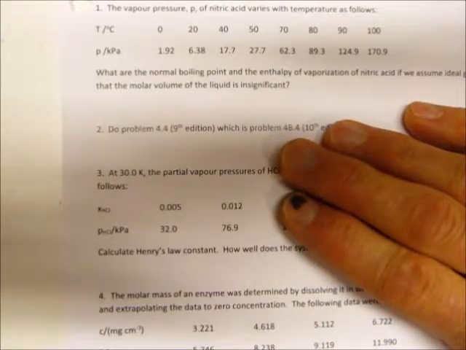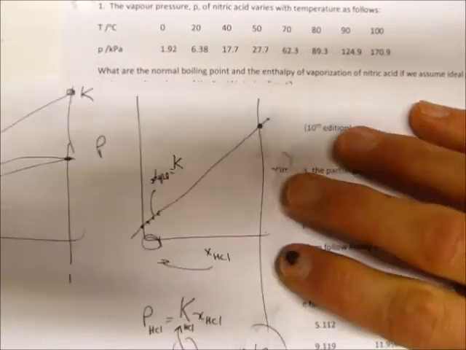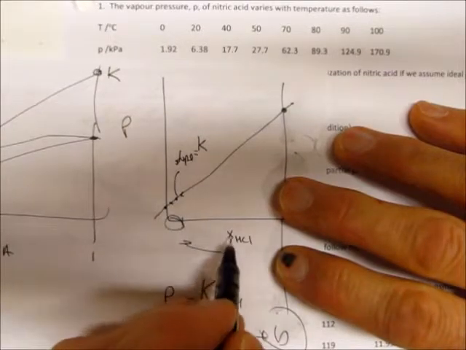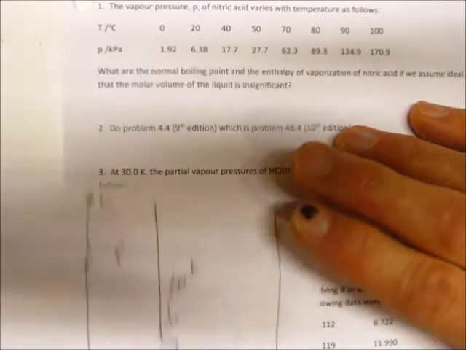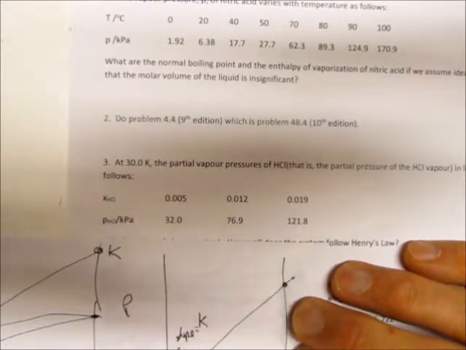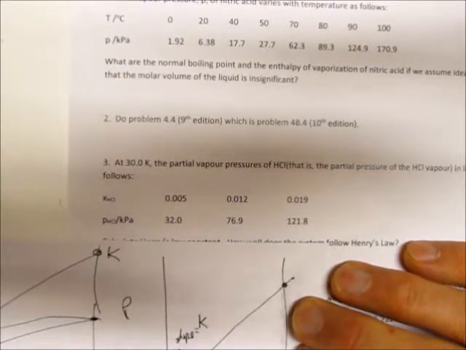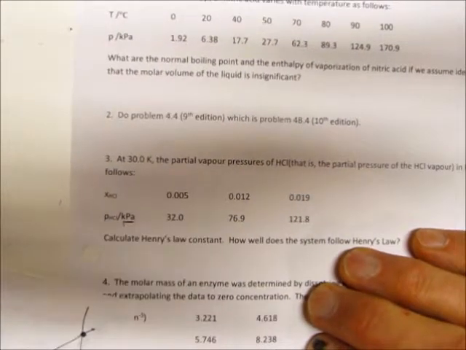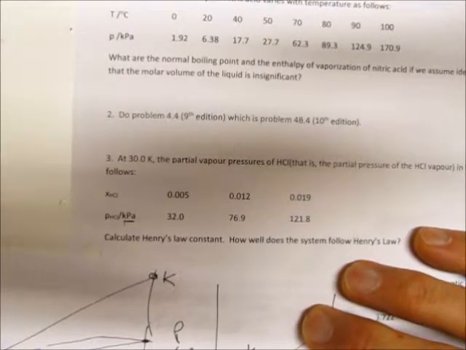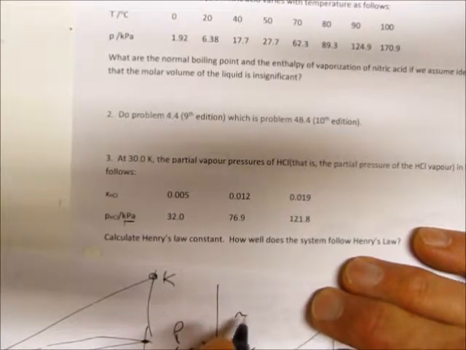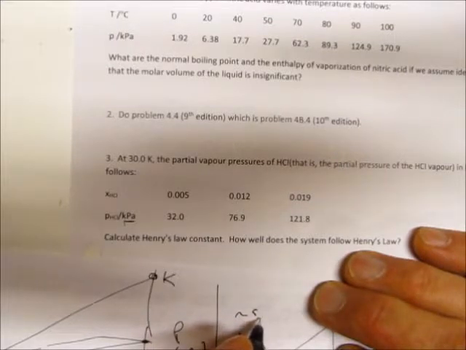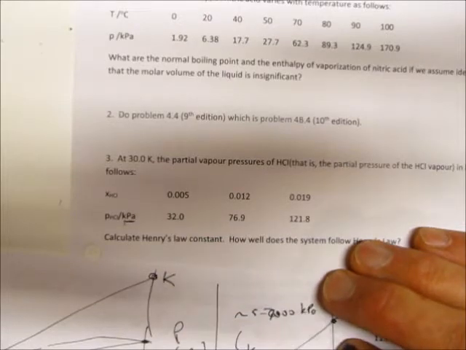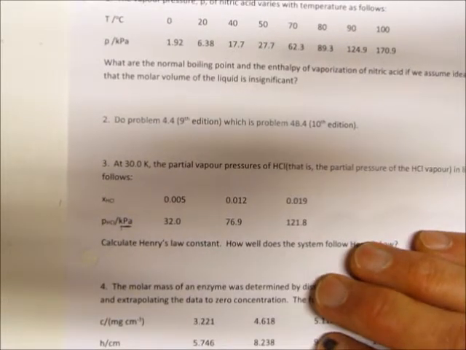So in a nutshell, use Excel. Graph those 3 points, mole fraction versus the pressures that you're seeing. And then the slope of that graph will give you Henry's constant. And it's looking to me like, yeah, this is in kilopascals, right? So that's in kilopascals. So that slope is, let's just say it's somewhere between 5 and 7,000 kPa. Somewhere in that range is what you're looking for. So that's number 3.